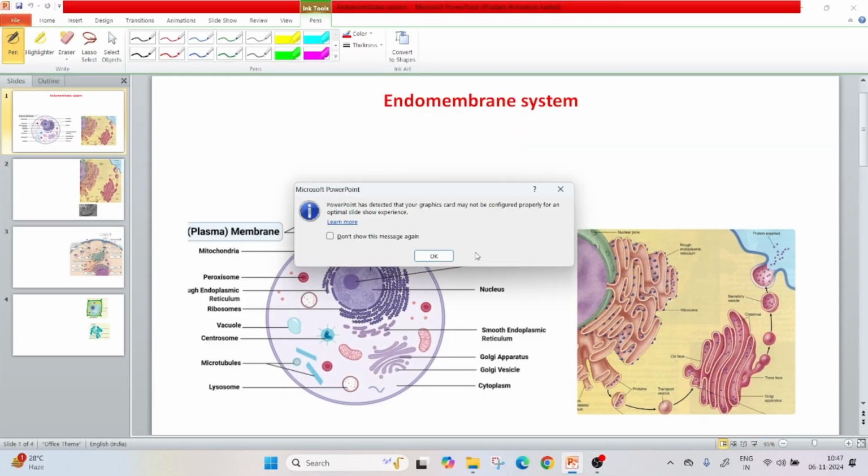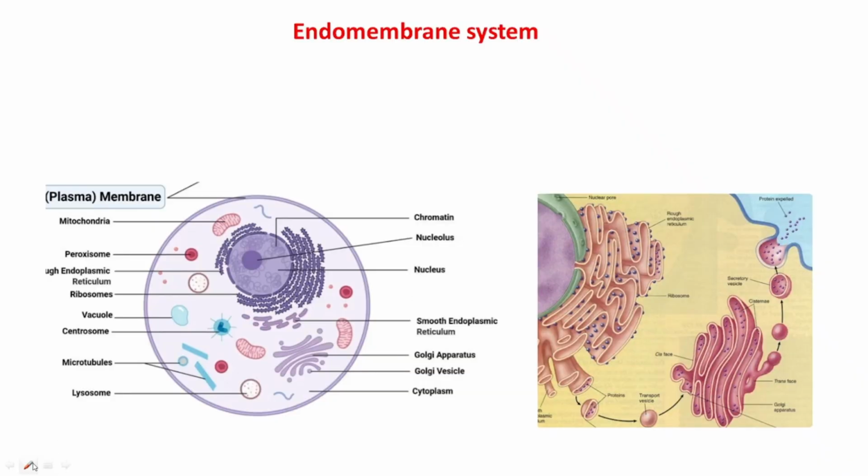Hello everyone. Today we will learn about the endomembrane system. So what is the endomembrane system? Endo means inside, and membrane means, of course, the membrane. So the endomembrane system means the system that is present inside the membrane. Of course, membrane here means the plasma membrane. That means a system present inside the plasma membrane is called the endomembrane system.